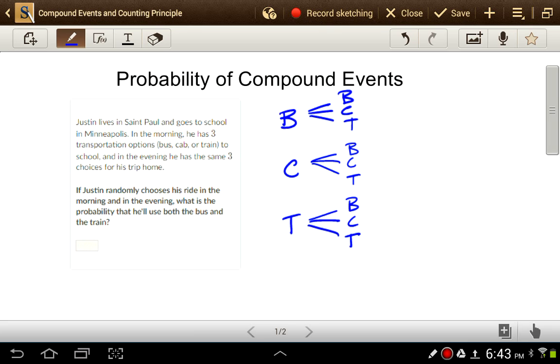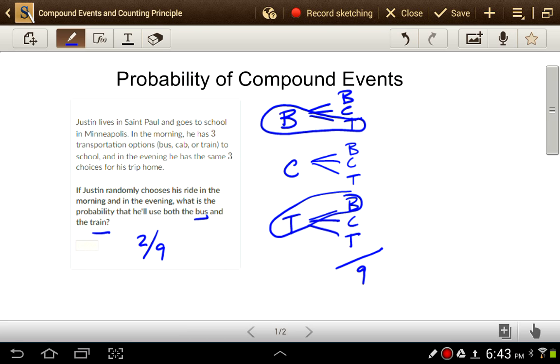Now when we count those up, we count the last column here. We have 1, 2, 3, 4, 5, 6, 7, 8, 9 total choices. And the question is, if Justin randomly chooses his ride in the morning and the evening, what is the probability that he'll use both the bus and the train? Now it doesn't say that he has to do the bus in the morning and the train in the afternoon, so we want to find all the options that have the bus and the train. So here's bus and then train, so here's one option. And then if we go to train and bus, there's a second option. So two options make it work, so our probability would be 2/9, 2 out of 9.